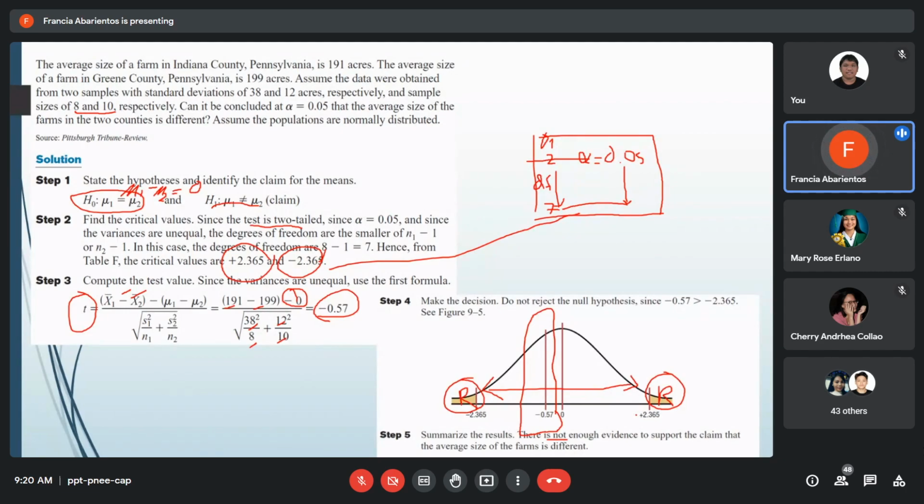So this is now the t-test. That is now your t-test. Ano na yung test natin? We have the z-test, the p-value test, using the p-value, and then this one is the t-test.